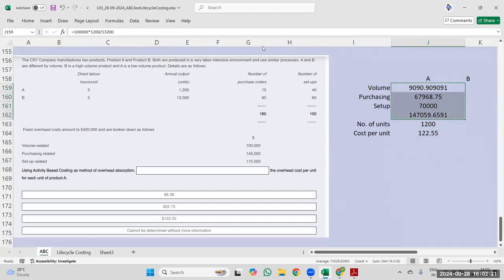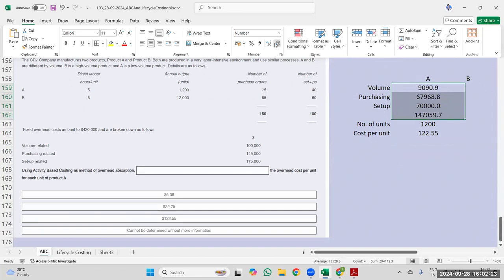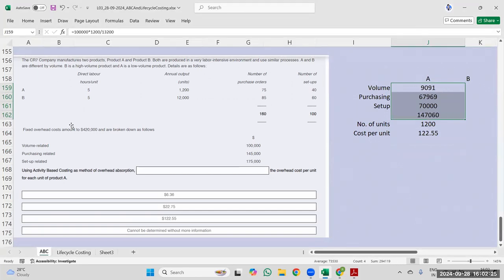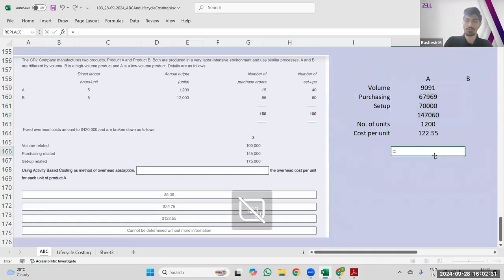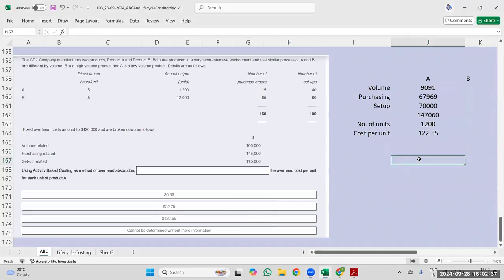Sir, what about fixed overhead costs? Fixed overhead costs are 4,20,000 broken down into these three. So these three should add up to 420. This is the breakup of fixed overheads only. Correct.